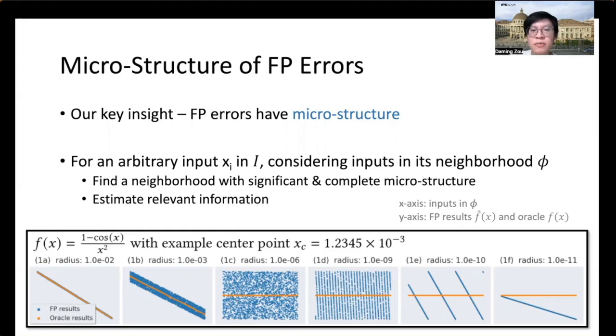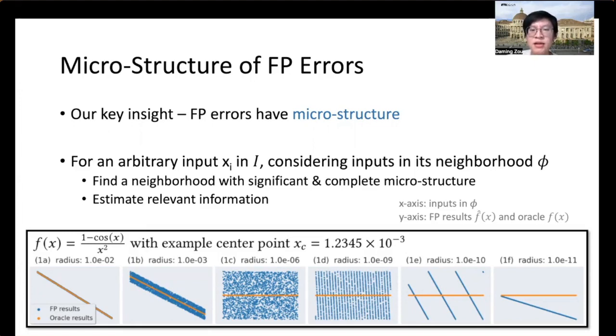In each subfigure, the x-axis is the input under different neighborhood, and y-axis is the floating point result and oracle result, just for reference. In this figure, from left to right, we zoom in like a microscope, and the neighborhood becomes smaller and smaller. We notice that there do exist microstructures that caused by floating point errors. In the fifth one, the microstructure is significant. It clearly repeats 3 times. And in the first one, the neighborhood is larger and it repeats more times.